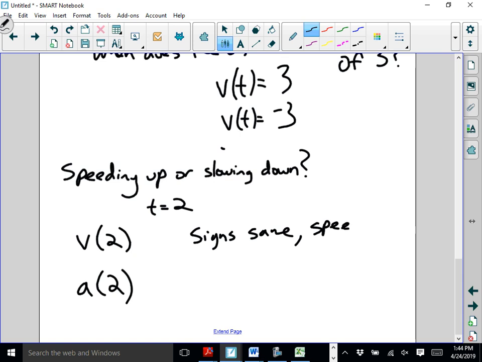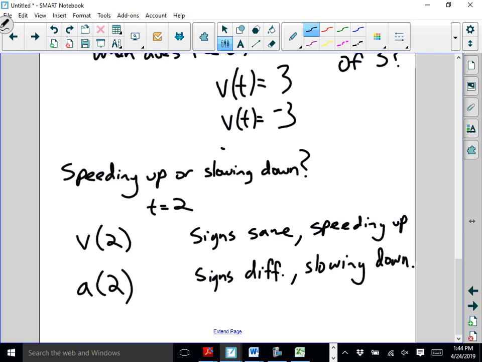If the signs are different, then we are slowing down. By the way, sometimes they use the word speed increasing or speed decreasing. It means the same thing as speeding up or slowing down. Okay? We must check the signs. If the signs are the same, we're speeding up. If the signs are different, we're slowing down.